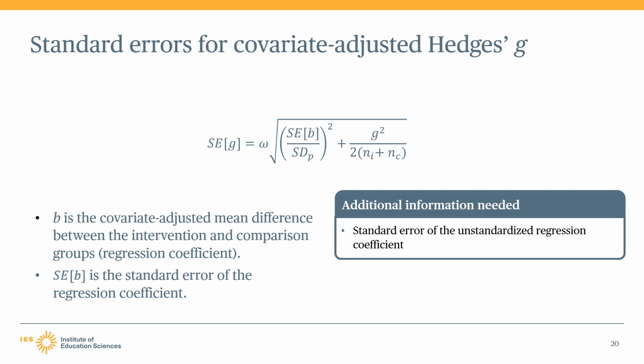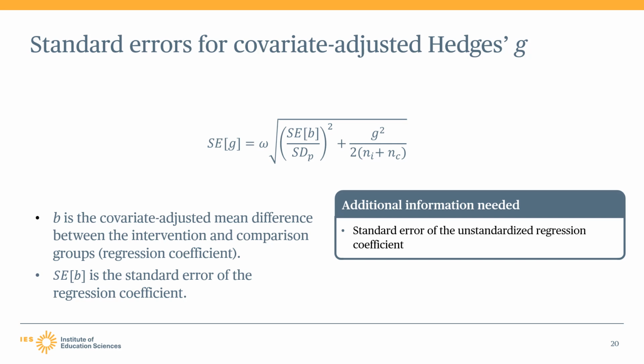The standard error can be calculated by multiplying the small sample adjustment term, omega, by the square root of two terms. In the left-hand term under the radical, the standard error of the regression coefficient is divided by the pooled standard deviation, putting the standard error of the regression coefficient on the scale of the pooled standard deviation. And the right-hand term reflects the uncertainty introduced by using the estimated pooled standard deviation in the effect size computation.